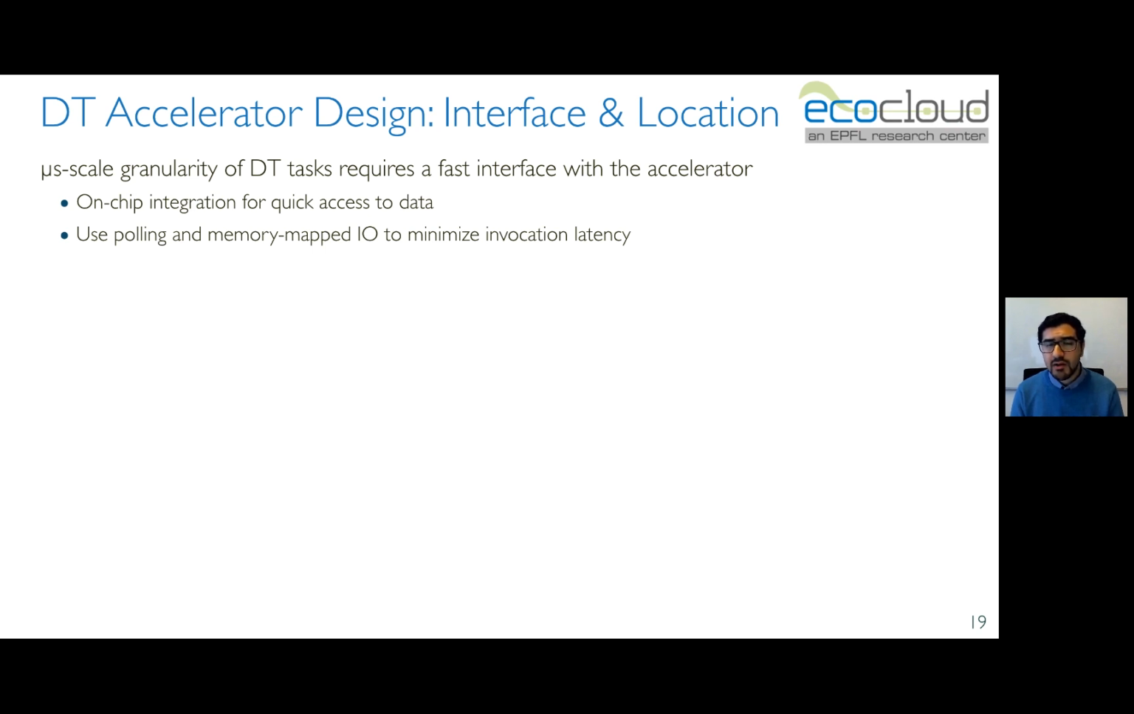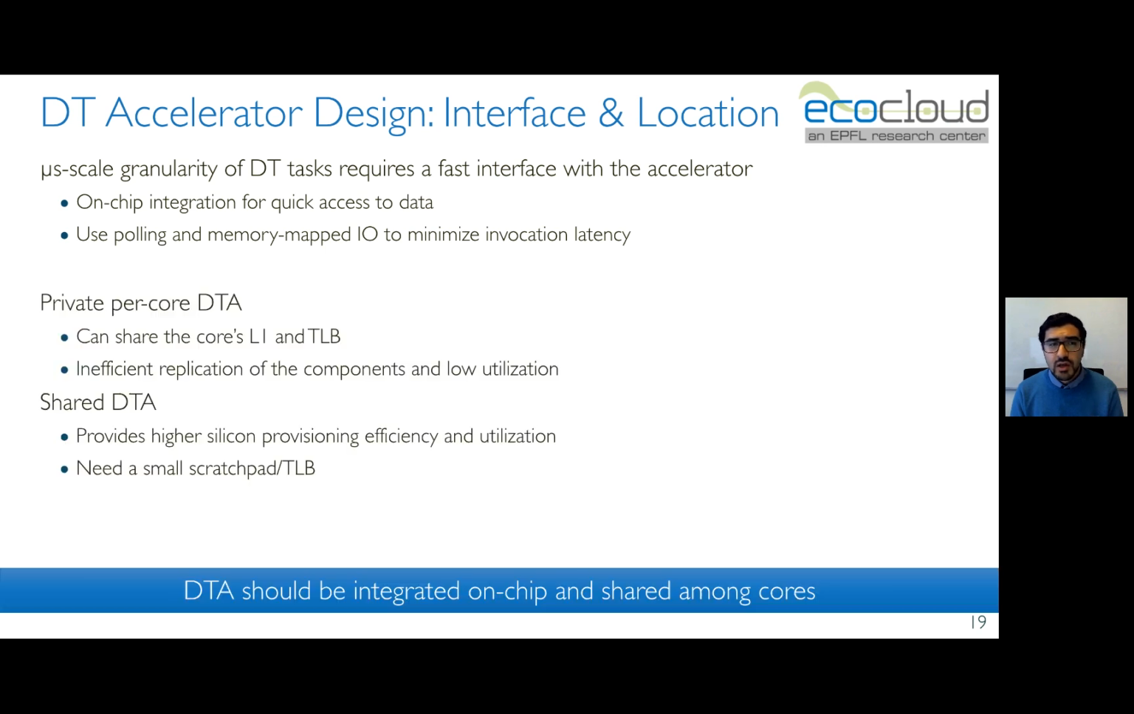Regarding the location, we now have two choices for the on-chip integration. Private per-core DTAs allow sharing the core's L1 and TLB, but they are inefficient as they require replication and they suffer from low utilization. Shared DTA, however, provides higher silicon provisioning efficiency and utilization, but it requires a small scratchpad and TLB to access memory. We believe the DTA should be a shared component due to the fact that the silicon costs of private DTAs quickly add up with increasing core counts.